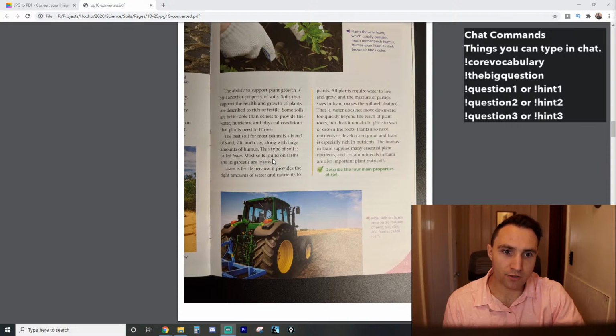So most soils found on farms and in gardens are, sorry, I skipped a sentence. So we learned that the best soil for plants is a blend of sand, silt, and clay, along with large amounts of humus. This type of soil is called loam. So most soils found on farms and in gardens are loams. So loam is a blend of sand, silt, and clay along with large amounts of humus. Now let's learn why that is so important for it.